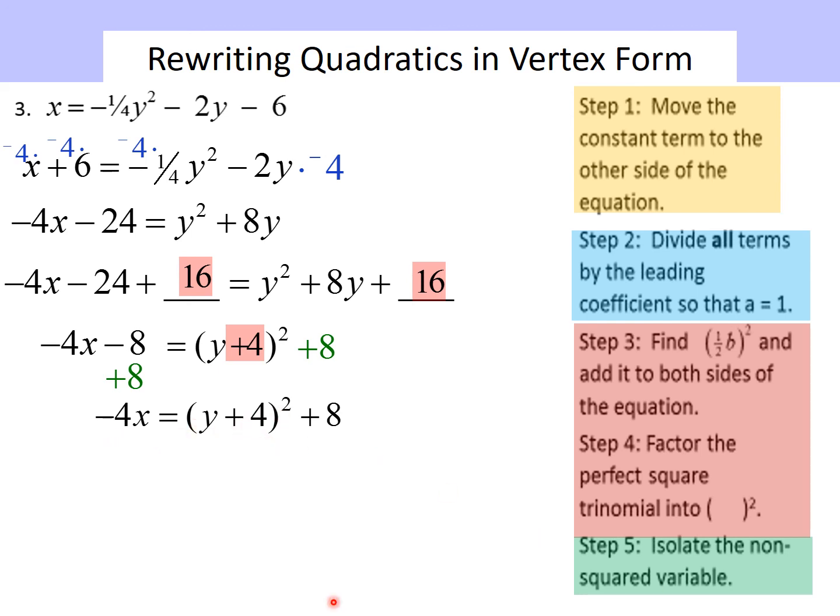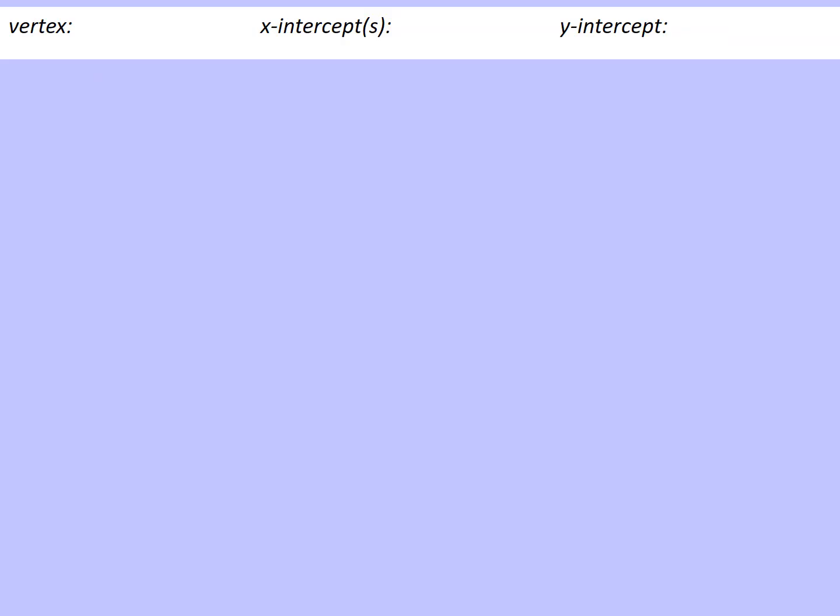I need x by itself. Remember, this is our quadratic that is turned on its side. So I'm going to divide everything through by negative 4. And look what I get. X is equal to negative 1/4 times the expression y plus 4 squared minus 2.